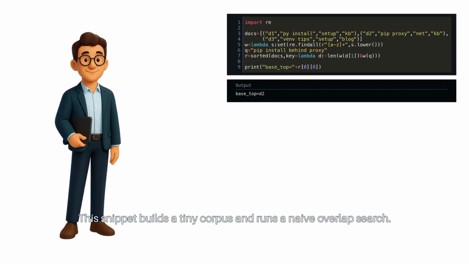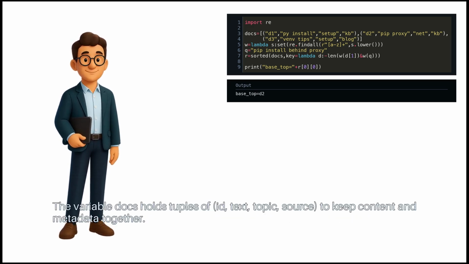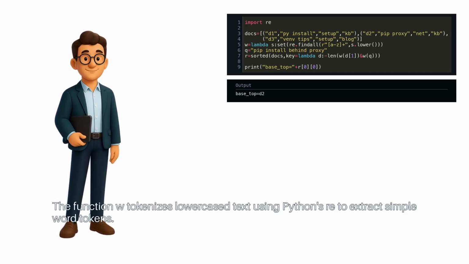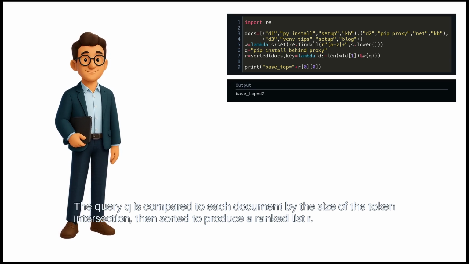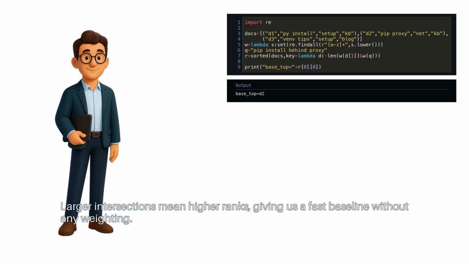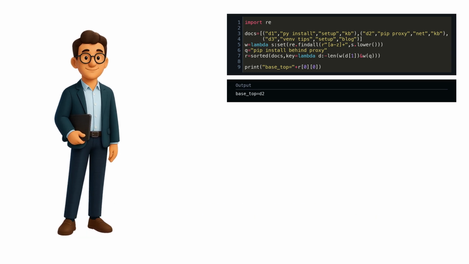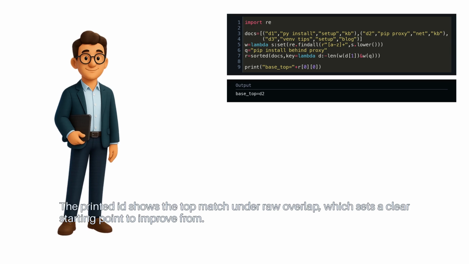This snippet builds a tiny corpus and runs a naive overlap search. The variable docs holds tuples of ID, text, topic, source to keep content and metadata together. The function W tokenizes lowercase text using Python's re to extract simple word tokens. The query Q is compared to each document by the size of the token intersection, then sorted to produce a ranked list R. Larger intersections mean higher ranks, giving us a fast baseline without any weighting. The printed ID shows the top match under raw overlap, which sets a clear starting point to improve from.